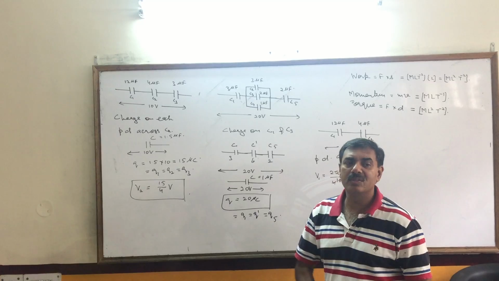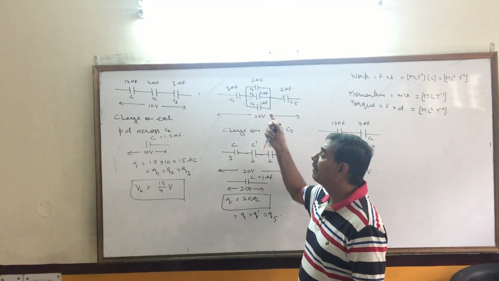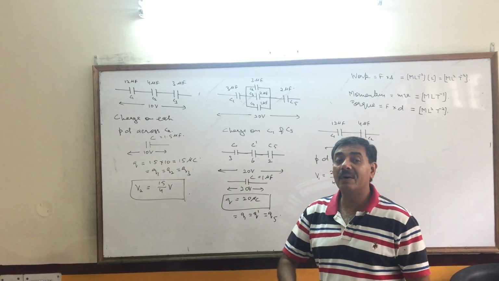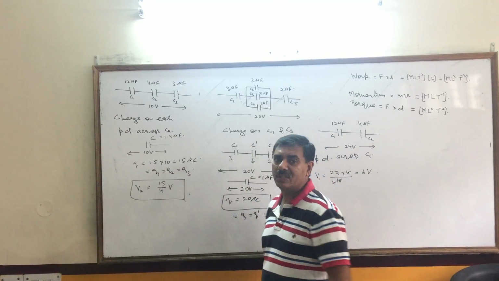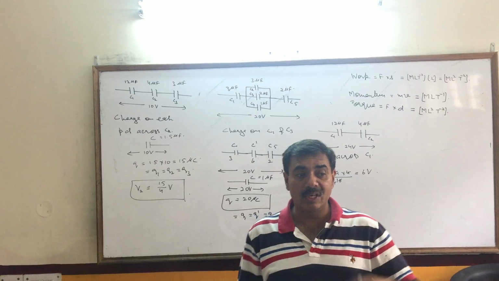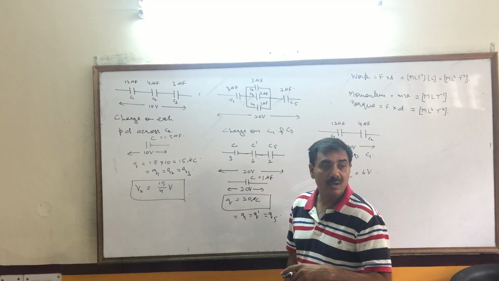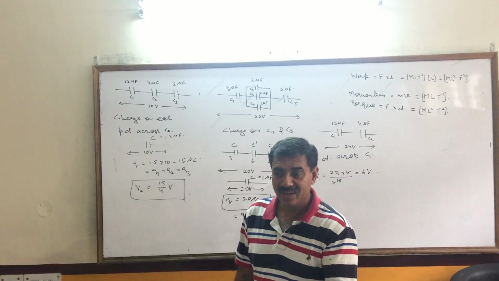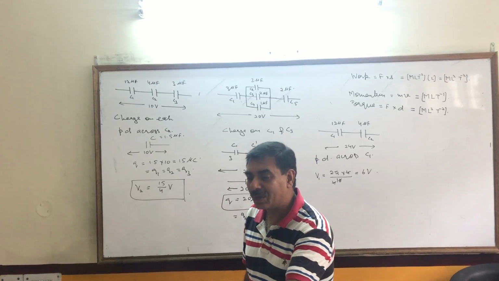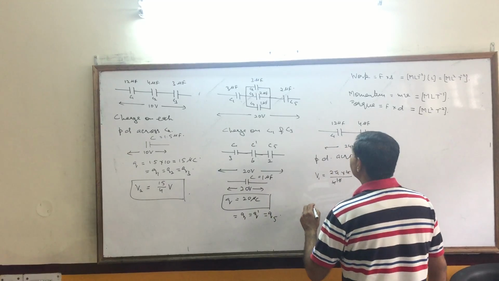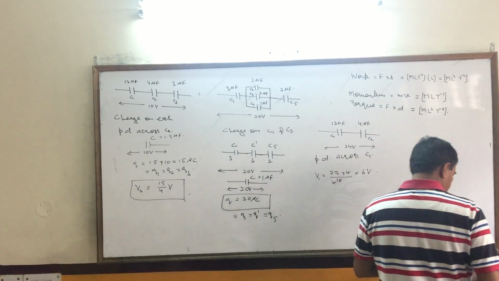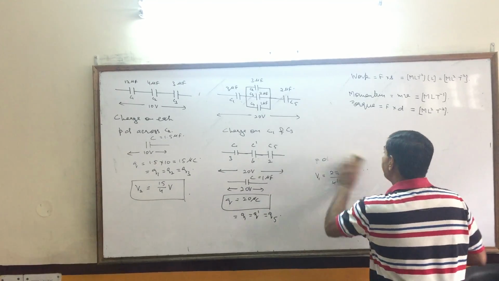To find the charge on C3, I must have the capacity C3 and have the potential difference across C3. We know the potential difference across C3 is the same as the potential difference across C2 and C4. But है कितना? Equal to the potential drop across C dash. Good. The potential drop across C dash. I can write this here.